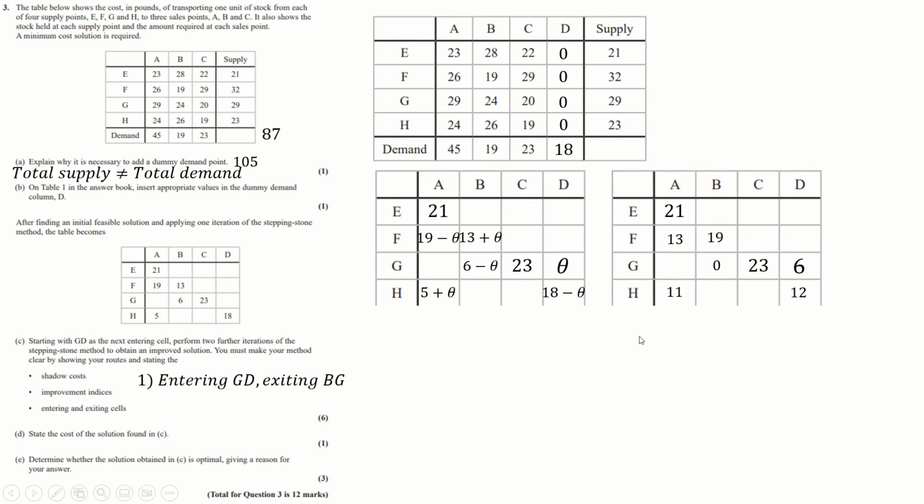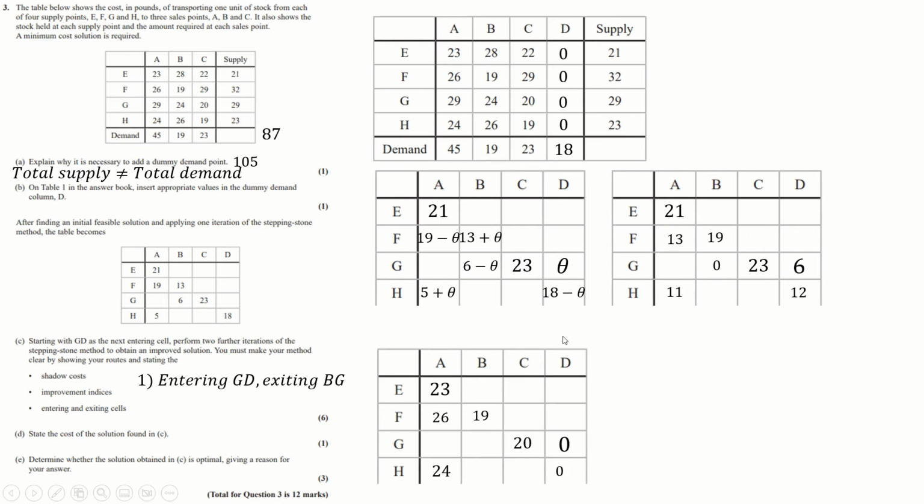So now what I need to do is draw out the cost matrix. So this is the costs of the routes that I'm actually using. I'm using this route, this route, this route, and so on. This is the costs of those routes. These costs are 0, of course, because that's a made-up demand point, so it doesn't cost us anything to send anything there. And now we do the improvement indices and the shadow costs.